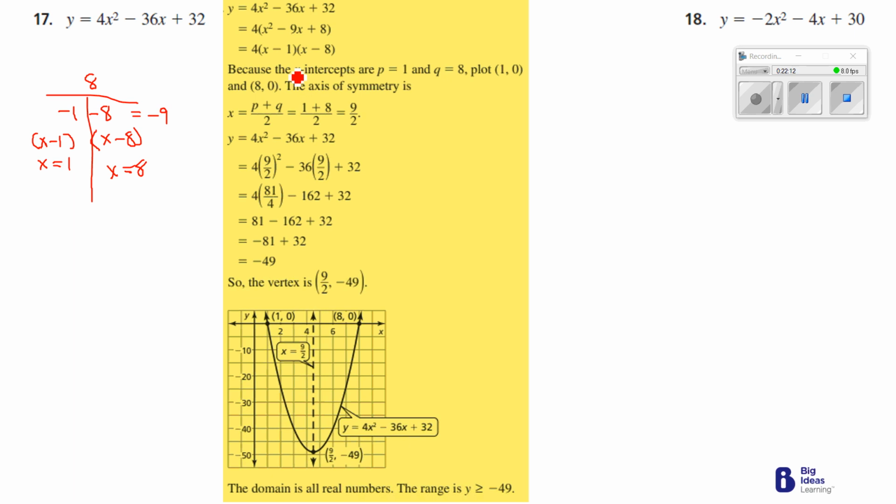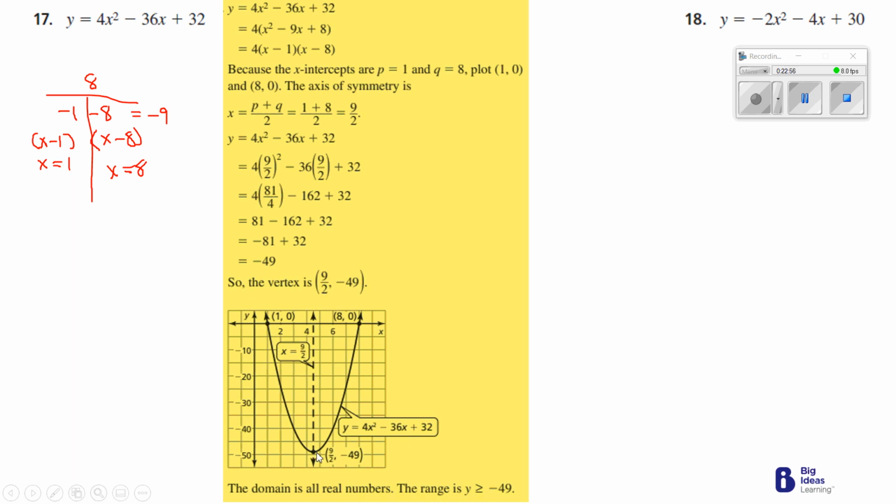And that's exactly what they got here. All right? 1 and 8. So then they put 1 plus 8, that gives you 9. 9 divided by 2, that's 9 over 2. We're going to plug that in. 9 over 2 to the second power is 81 over 4. Then we have 9 over 2 times negative 36, that's going to give us negative 162. We take 4 times, well, remember, this is 4 over 1, so we could factor that out, and that's just going to leave us 81. Negative 162 plus 81 is negative 81. Negative 81 plus 32 will be negative 49. And now we have our y value for our vertex.